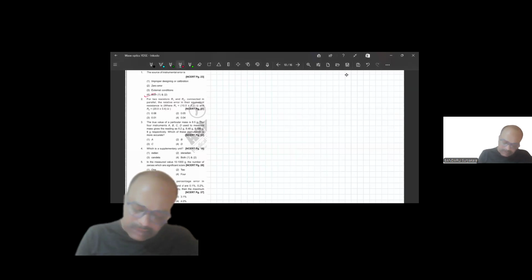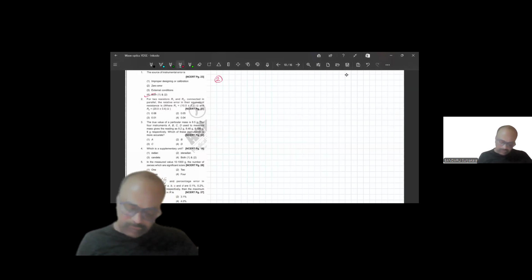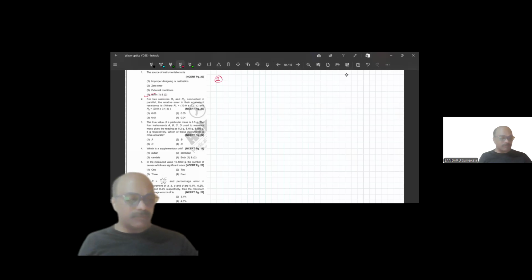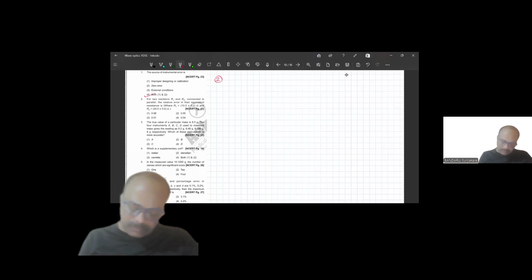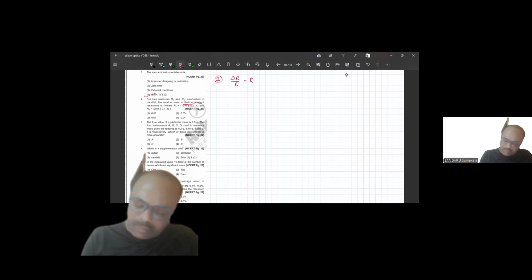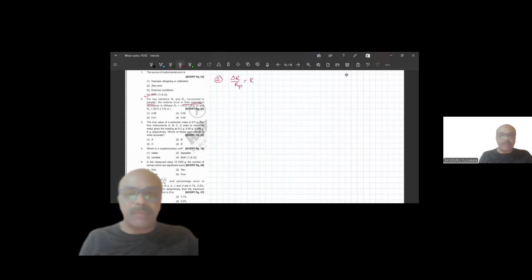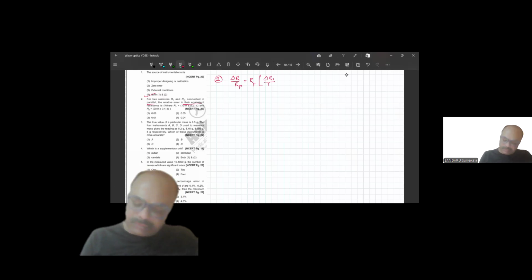Now the second problem solution. Two resistors are given, R1 and R2. They ask for the relative resistance, delta R by R. So we have the formula, delta R by R, or always delta R by P. Why? Because they are connected in parallel. Delta RP by RP is equal to RP into delta R1 by R1 square plus delta R2 by R2 square.